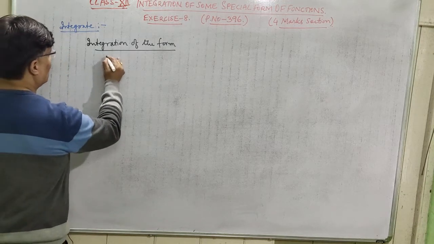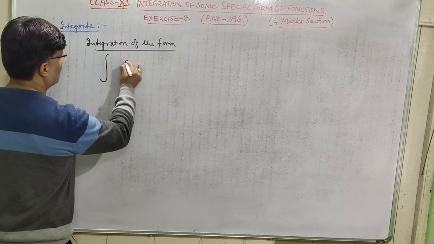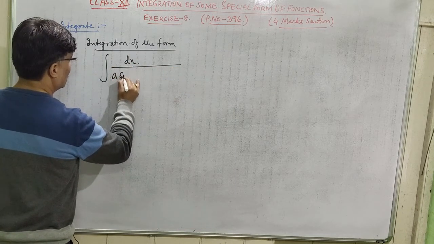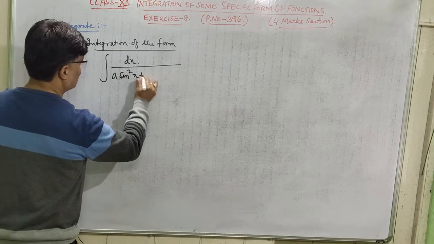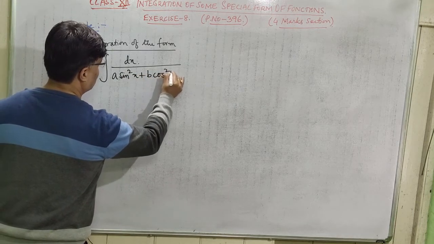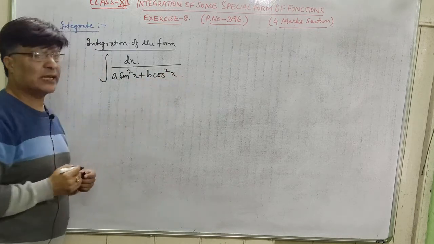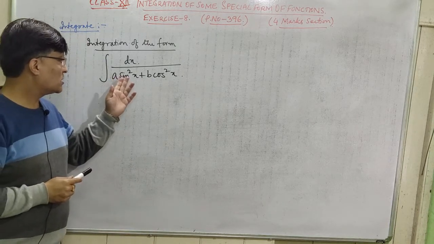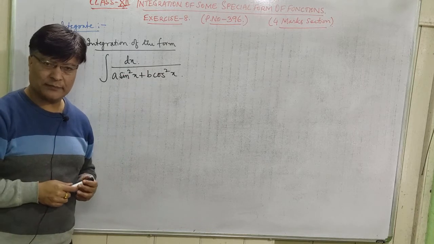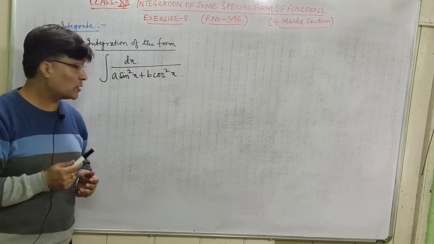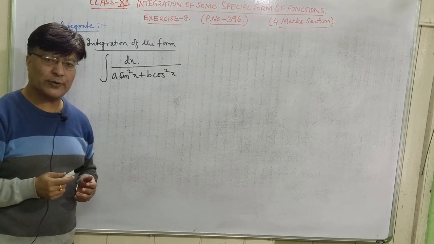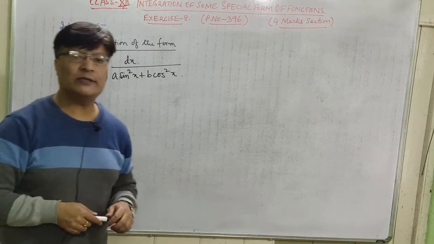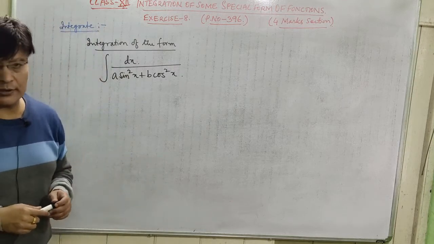Okay, so now if you have integration of the form dx divided by a sine square x plus b cos square x. If you have such type of integration, how will you do it? Both sin square x and cos square x are there, and a is the coefficient of sin square x and b is the coefficient of cos square x, and it is a sin square x plus b cos square x. So how can you evaluate this integration? Here a and b are constant.